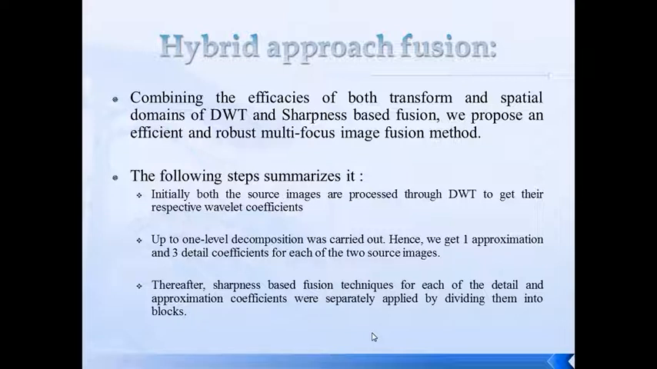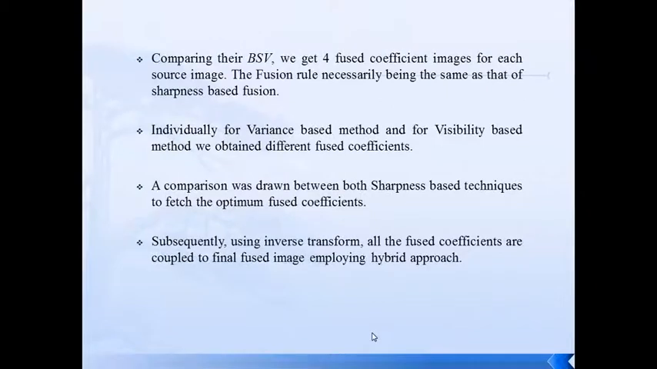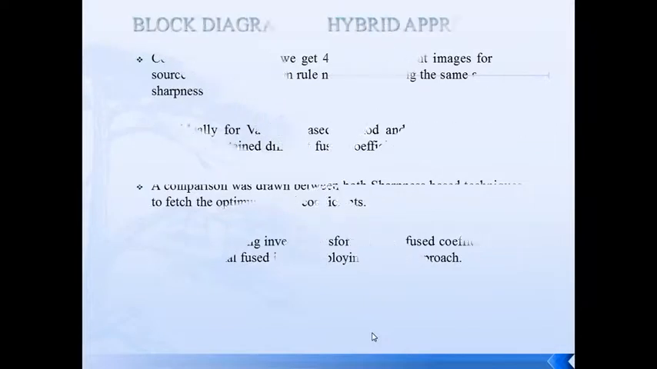Thereafter, the sharpness based image fusion techniques were applied to each of the details and approximation coefficients separately, and we get eight outputs. Comparing the block sharpness values, we get fused coefficients of each of the source images. Individually we do that for variance and for visibility. Then we compare the results of both of them and take the optimum fused coefficients. Then finally we do the inverse transformation to get the final fused image from the fused coefficients.